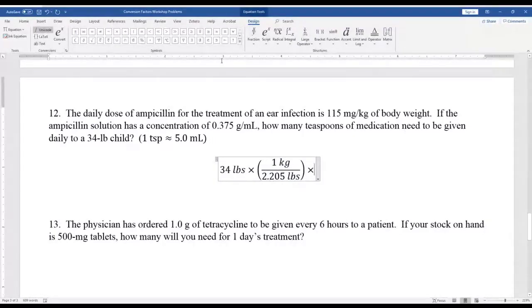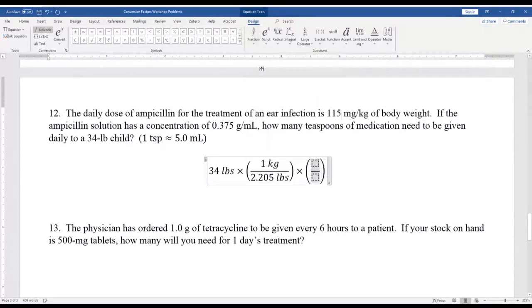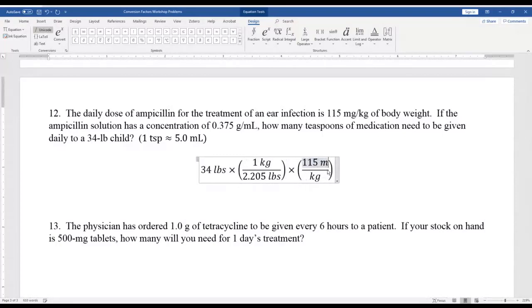And then after that, what's the next conversion factor in the series? We would know that kilograms has to go on the bottom, right? So what goes on top? Yes, the milligrams of the dosing. Yeah, milligrams of medicine. In this case, the 115 milligrams, right? For every 1 kilogram of body weight.